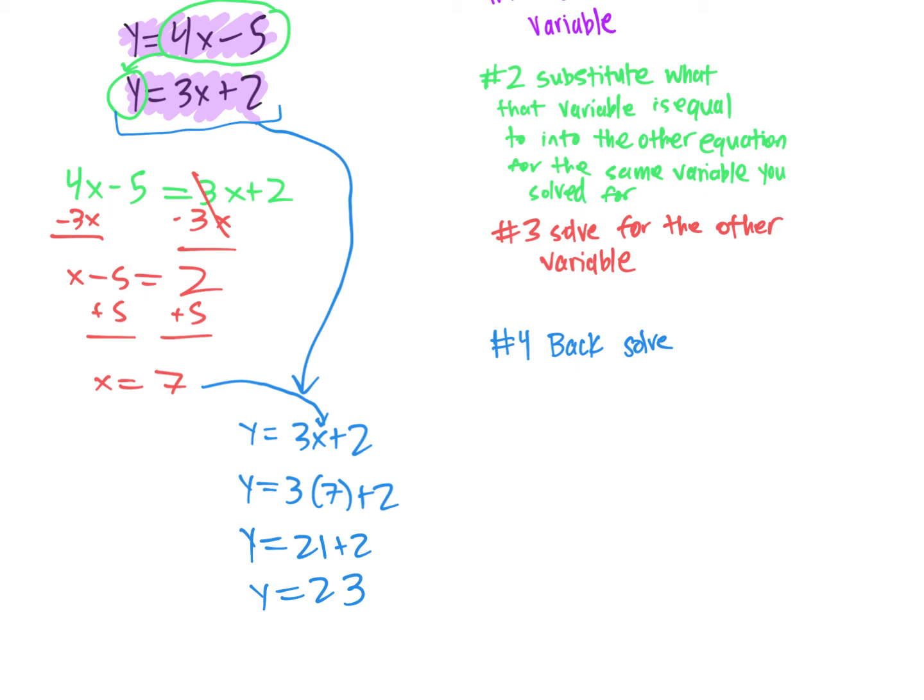So after you back solve, we should have enough information to write our solution as an ordered pair. I think in this case, x was 7 and y was 23. So your ordered pair, where these two lines intersect, is 7, 23.